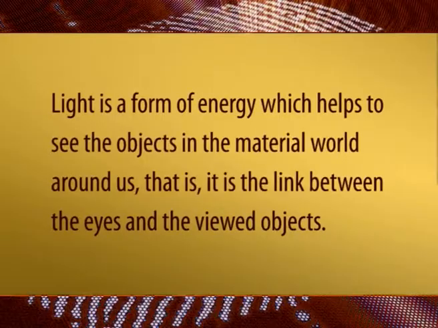Coming to light. Light is a form of energy which helps to see the objects in the material world around us. That is, it is a link between the eyes and the viewed objects. Visible light waves are the only waves which we can see from the complete spectrum of the electromagnetic waves. We see these light waves as the colors of the rainbow.